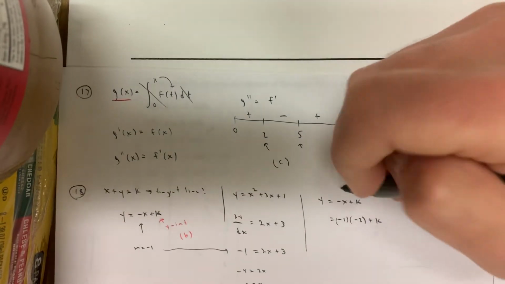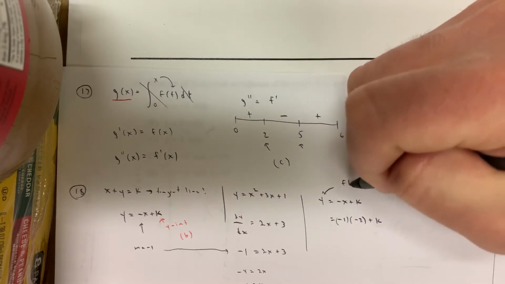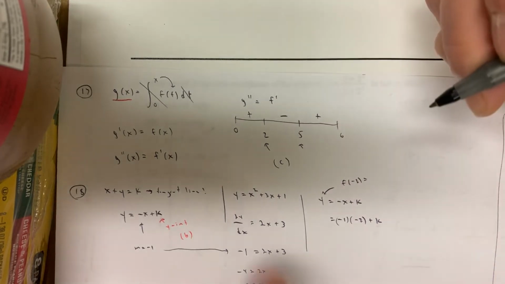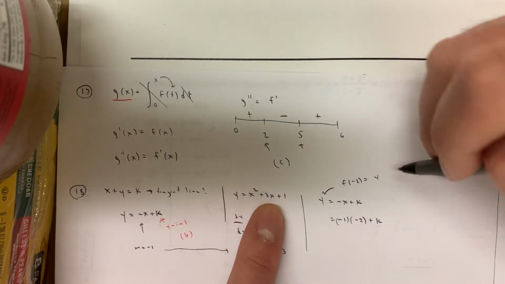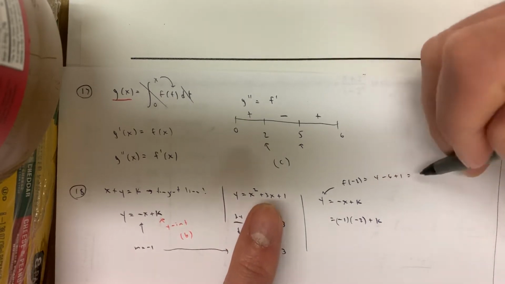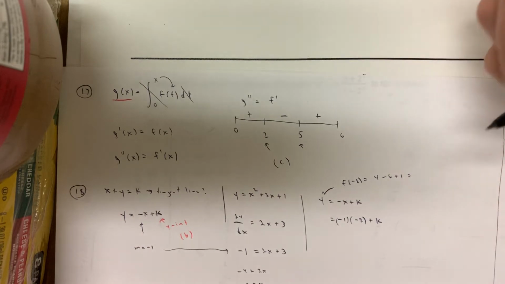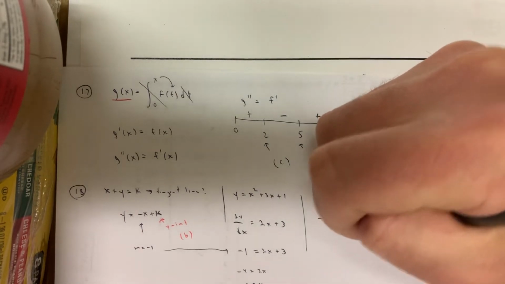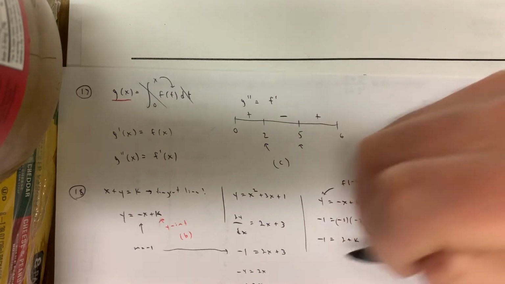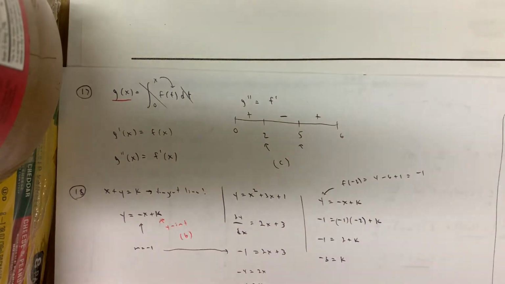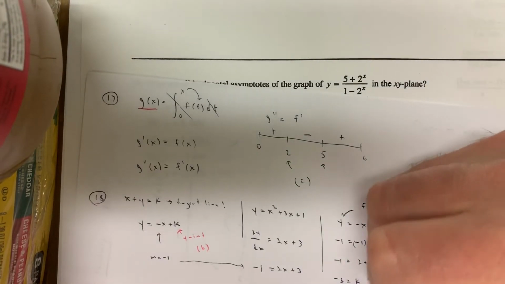But we know how you get y, okay? You plug x back into the original, so that's going to be f of negative 2, which we know is really just negative 2 squared, which is going to be 4, plus 3 times negative 2, so minus 6, plus 1. So that is negative 2 plus 1, so negative 1. And now I can solve. Negative 1 is equal to 2 plus k. Subtract 2 from both sides. K equals negative 3, which is A right here.